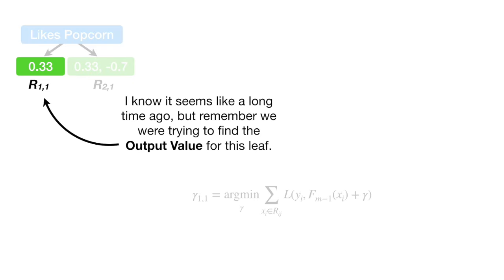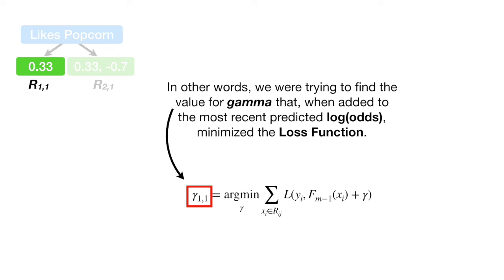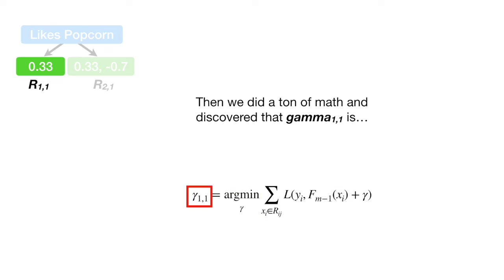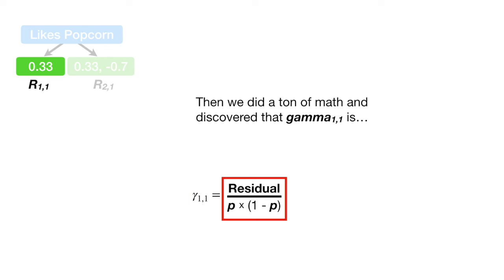Bam! I know it seems like a long time ago, but remember, we were trying to find out the output value for this leaf. In other words, we were trying to find the value for gamma that, when added to the most recent predicted log odds, minimized the loss function. Then we did a ton of math and discovered that gamma sub 1, 1 is the residual divided by p times 1 minus p.